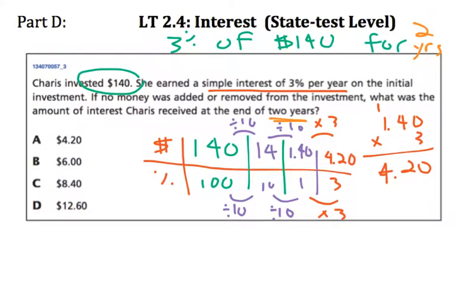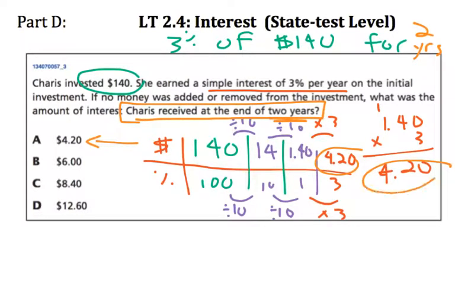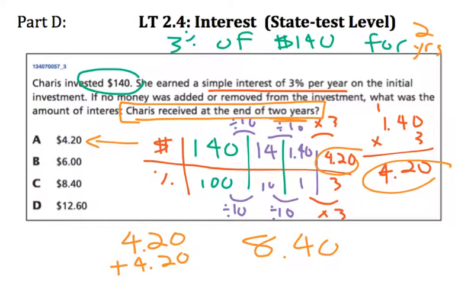Alright, so notice what they do. Some of you might think you're done because your answer showed up over here. But they always do that to try and trick you with one possible incorrect answer, because that's only 1 year. And Charisse keeps her money in the bank for 2 years, and she gets this much money every year. So to get the final answer, we actually have to do $4.20 times 2, or $4.20 added to itself. Same thing. And you should end up getting $8.40.